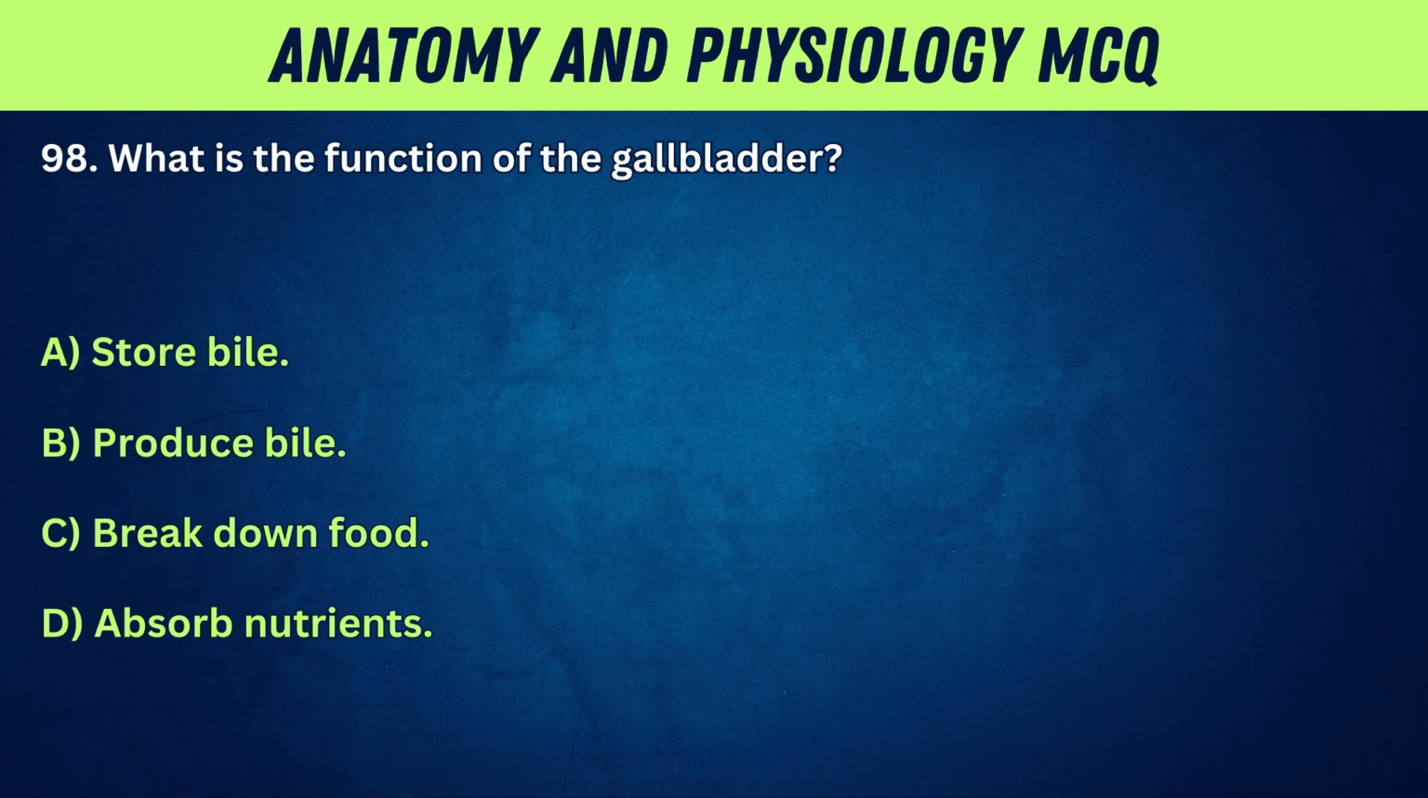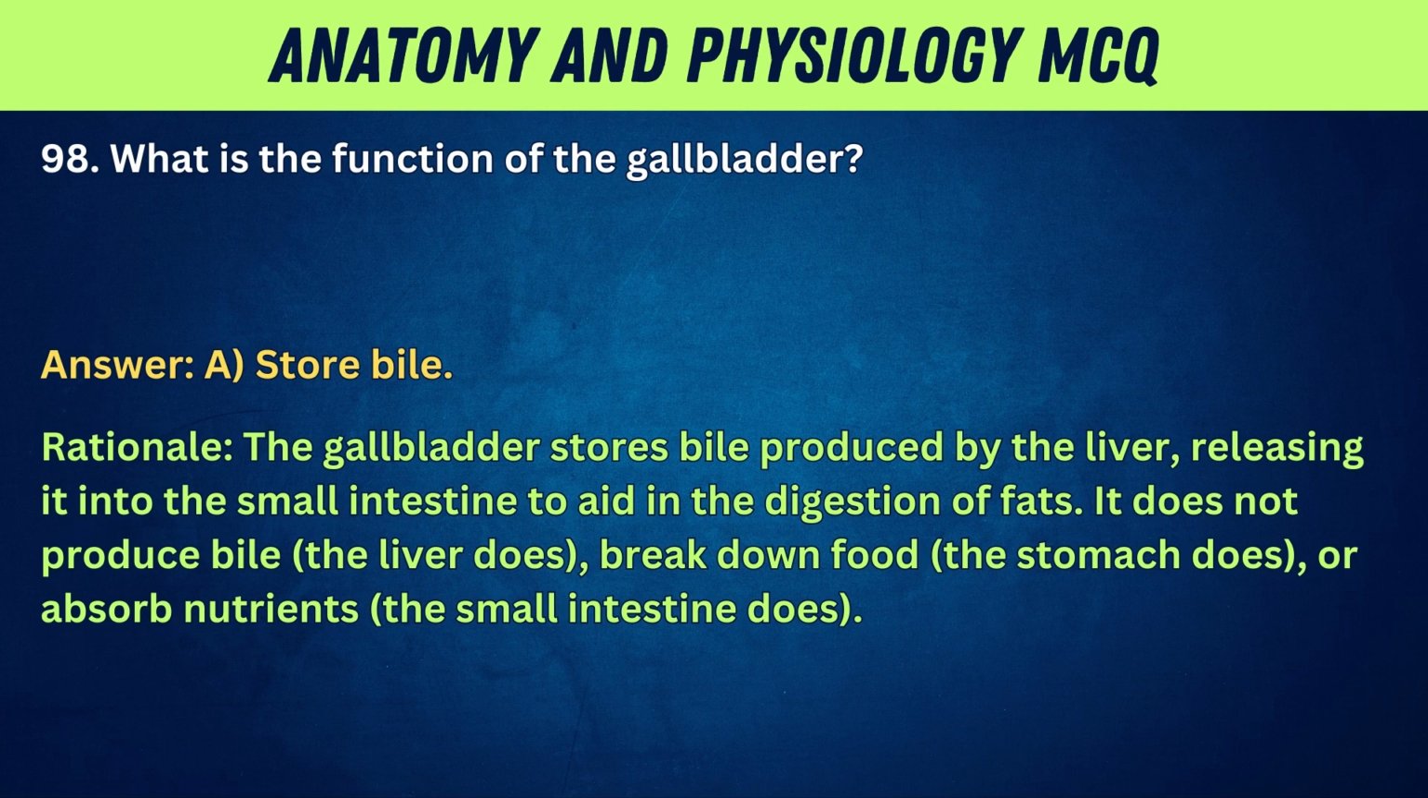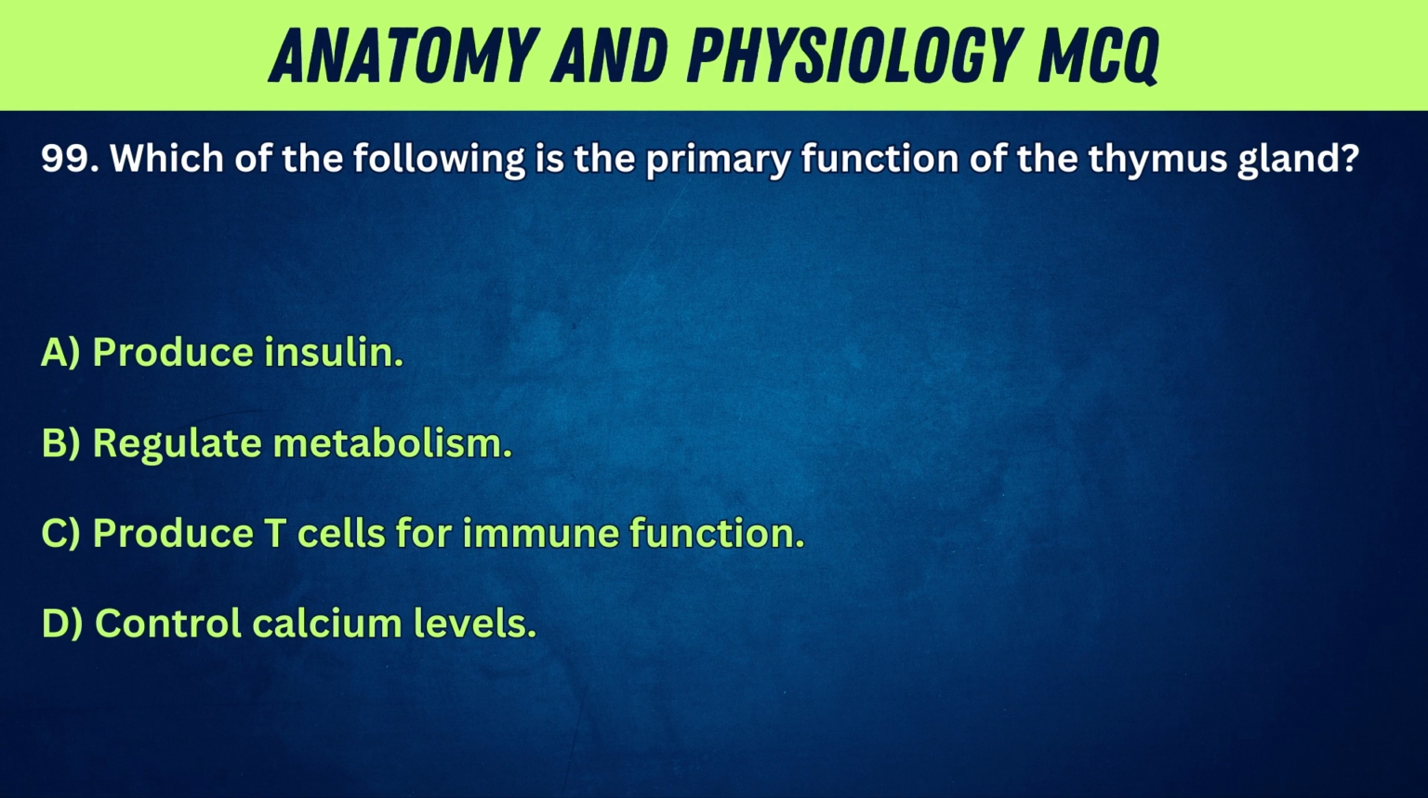98. What is the function of the gallbladder? A. Store bile. B. Produce bile. C. Break down food. D. Absorb nutrients. Answer: A. Store bile. Rationale: the gallbladder stores bile produced by the liver, releasing it into the small intestine to aid in the digestion of fats. It does not produce bile, the liver does, break down food, the stomach does, or absorb nutrients, the small intestine does.